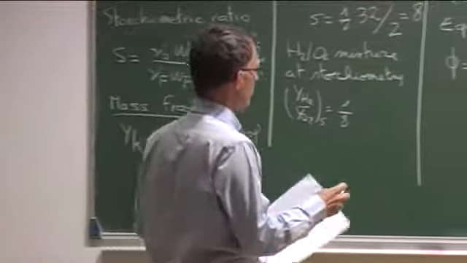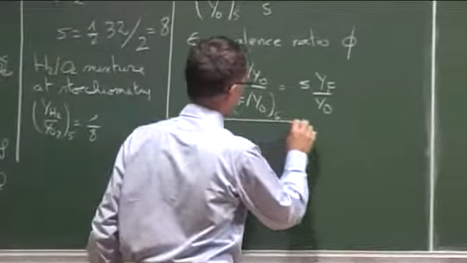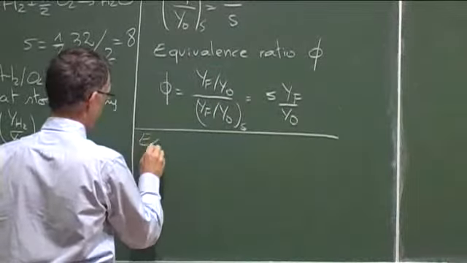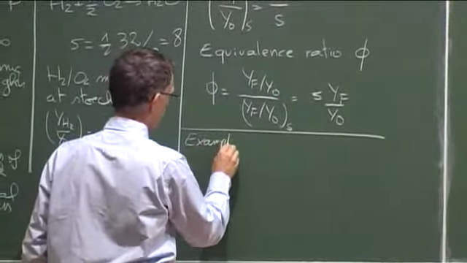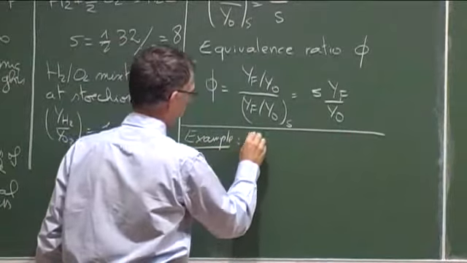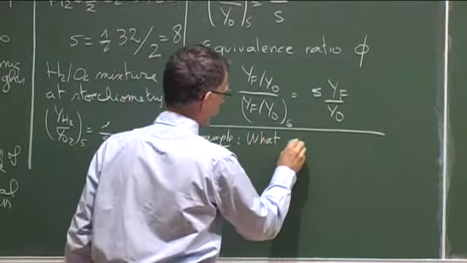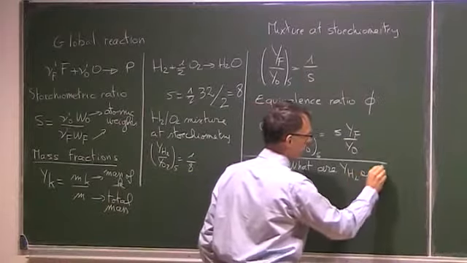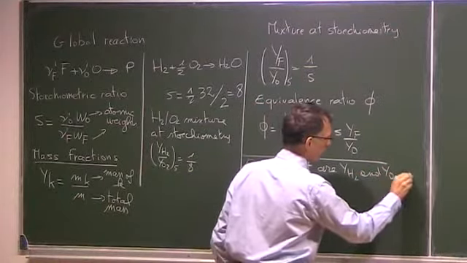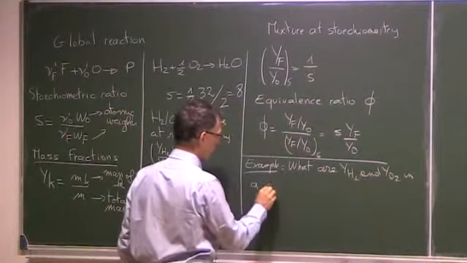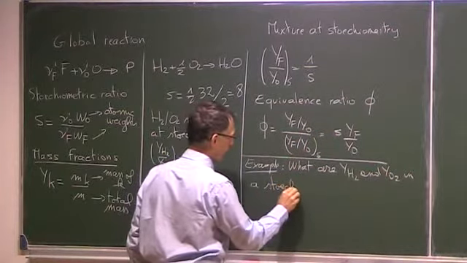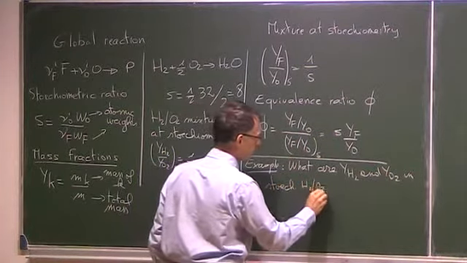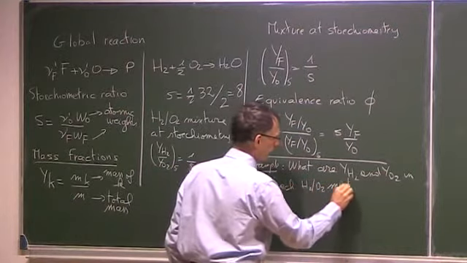So another example is: what are YH2 and YO2 in a stoichiometric H2O2 mixture?